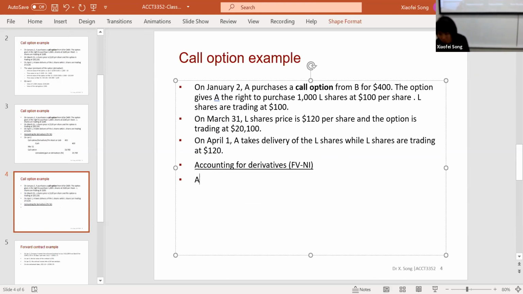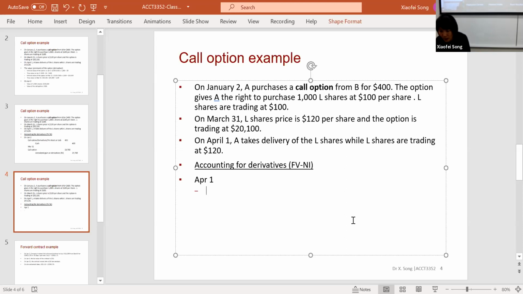So, on April 1st, A takes delivery of L shares. So here we're talking about the settlement, right? So taking delivery is only one of the options. Even though this is A takes delivery, we will record that first, but we are also going to discuss the alternative. What if A settles differently? So now we will just do that.